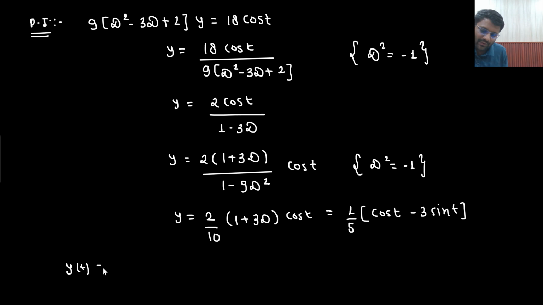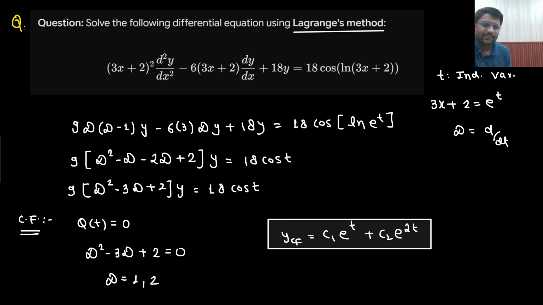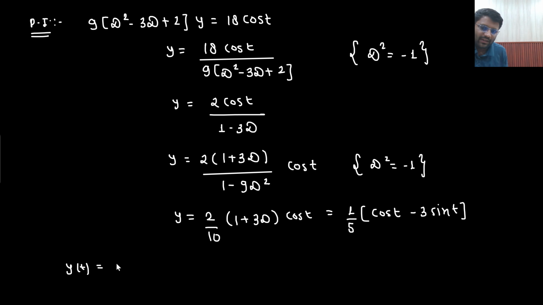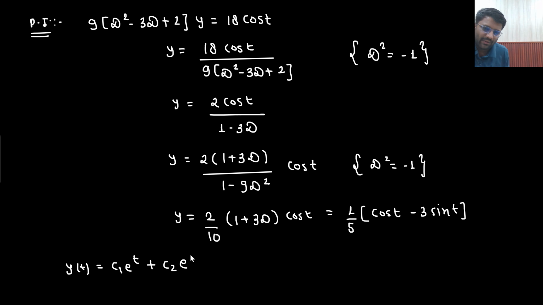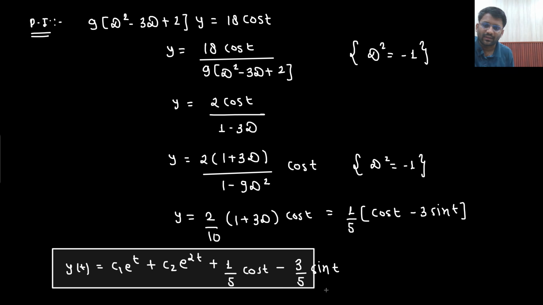So what answer are you getting? Total y as a function of t we are getting is c1 e to the power t plus c2 e to the power 2t plus 1 by 5 cos t minus 3 by 5 sin t. That's the answer that you are getting.